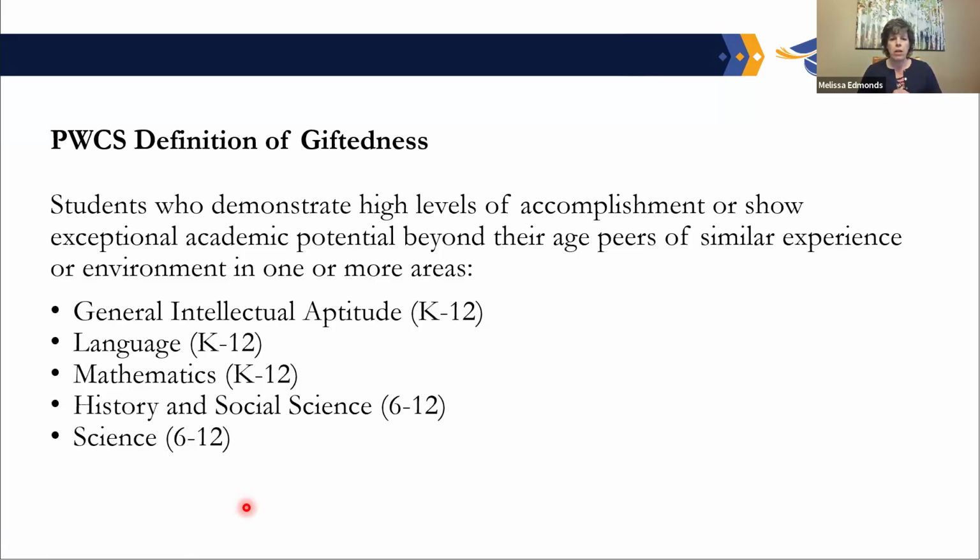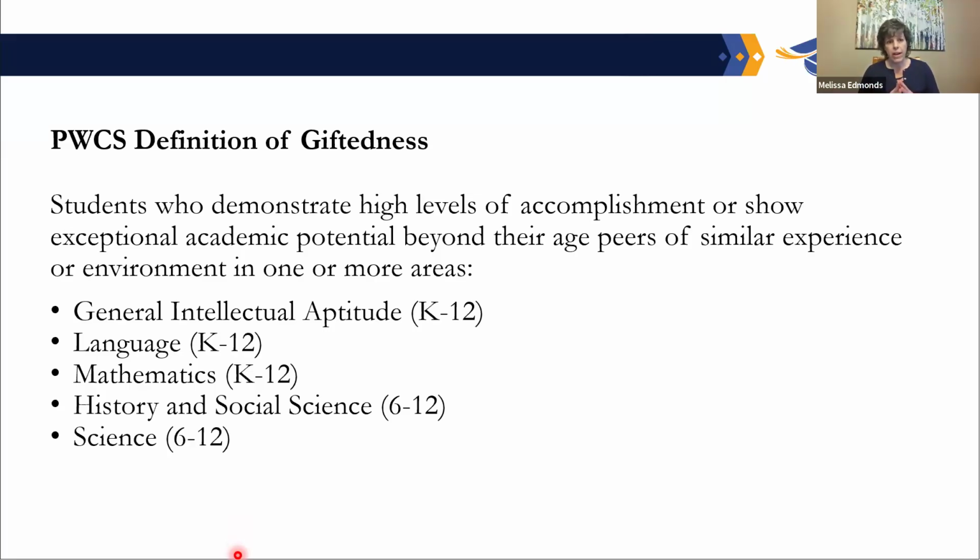The second part of the definition I'd like to highlight is that it says of similar experience or environment. In Prince William County, when we identify students for giftedness, students are compared with other students in their same school building. That is the peers of similar experience or environment that the definition requires. So students are not identified at the division level. The division does not make identification decisions. The decision is made at the school level.